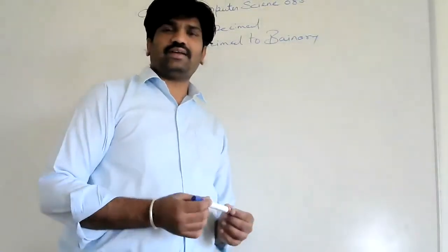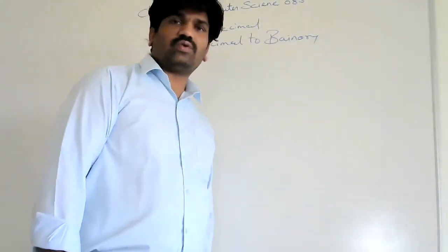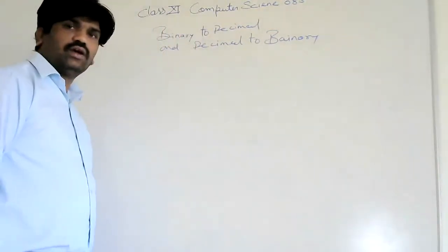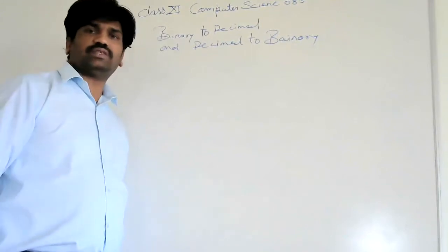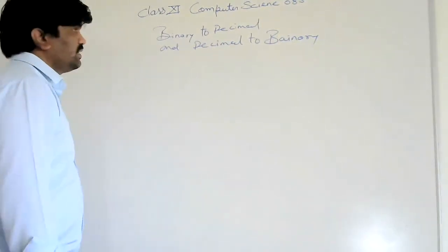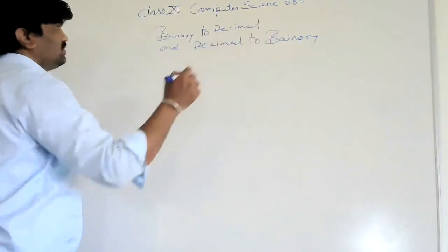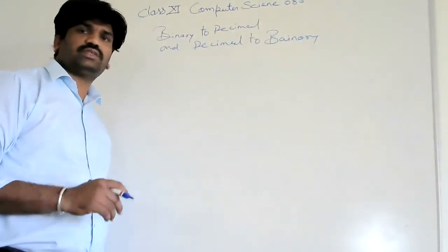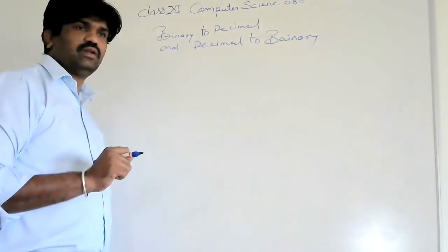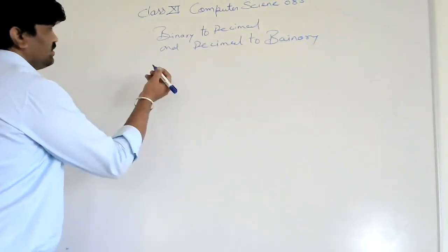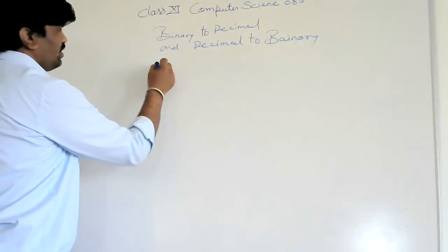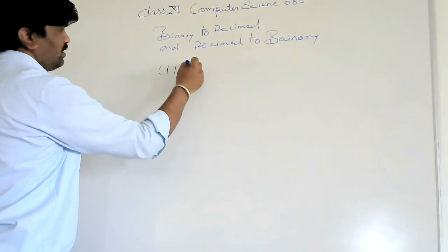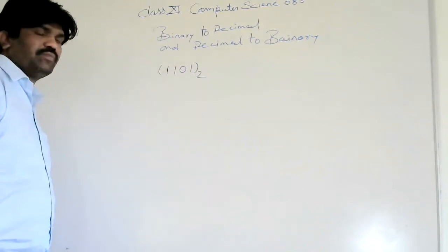Good morning, students. Today we will learn how we can convert a binary number system into decimal, or how we can convert a decimal number system into binary. Yesterday we discussed the binary, decimal, octal, and hexadecimal number systems. Now we take an example of a binary number system: 1 1 0 1 is our binary number with base 2.